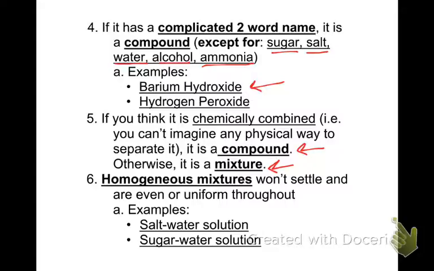Homogeneous mixtures won't settle, and they're even and uniform throughout the entire container. Our examples would be a salt water solution. Remember NaCl with that little aqueous label: solutions mean dissolved in water. You've also got your sugar water solution. That could be any sugar, such as dextrose, glucose, sucrose, or fructose, any of those oses dissolved in water. Homogeneous mixtures are uniform throughout.